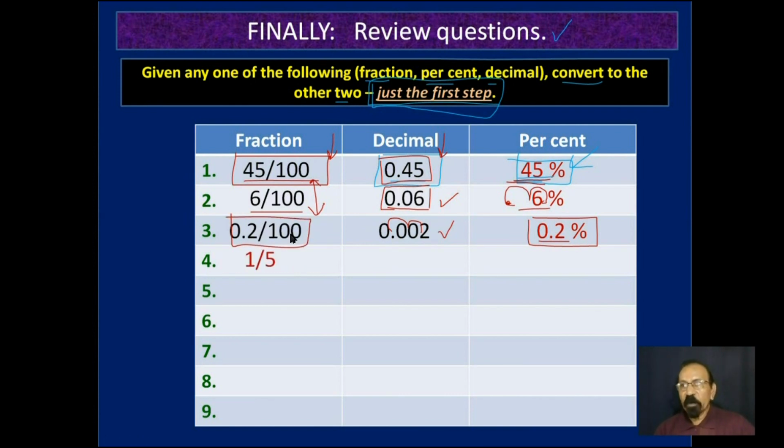Next one, 1/5. What is that as a decimal? What would you do? Well, 1/5 as written there actually means 1 divided by 5. So you would actually divide 1 by 5 and set it down in decimal format. And of course, 1/5 as a percent, you would multiply by 100. So 1/5 multiplied by 100%, you can work that out later on, and you will find that you get 20% here, and you get 0.2 there.